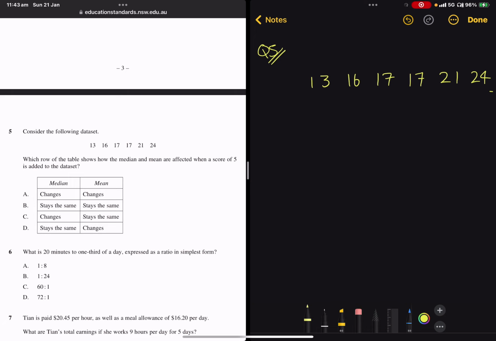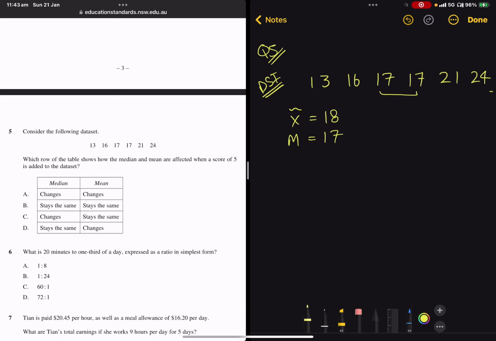So the average of this data set, we could calculate it. We don't have to, but we may as well. It's not that hard. 13 plus 16 plus 17 plus 17 plus 21 plus 24 divided by 6 is 18. So the average here is 18. The median, which is the score in the middle, or if there are 2 in the middle, the average of the scores in the middle. Well, they're both 17. The median is 17. So for data set 1, we have a mean of 18 and a median of 17.